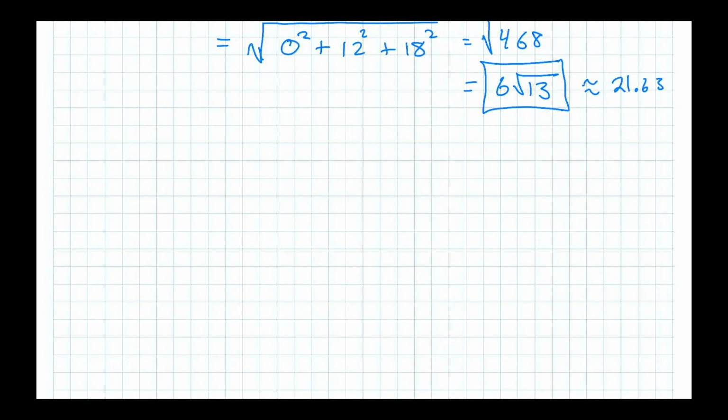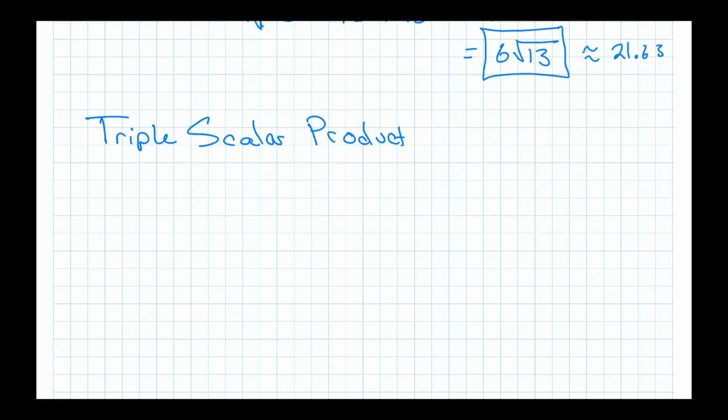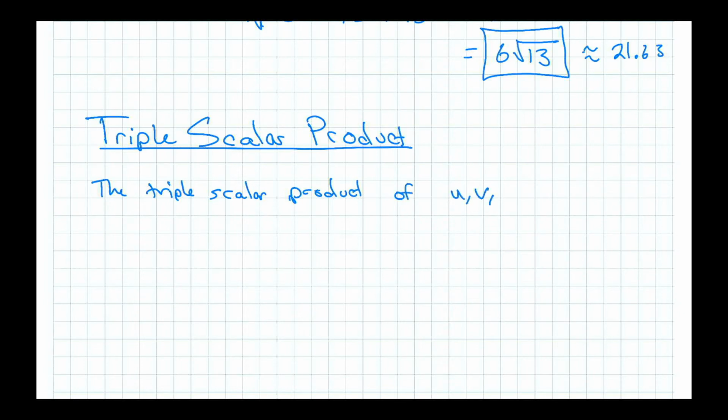You've seen it once, but only momentarily. It was just listed in the list of properties, I think. Triple scalar product. So what is a triple scalar product? So the triple scalar product of u, v, w is u dot v cross w.